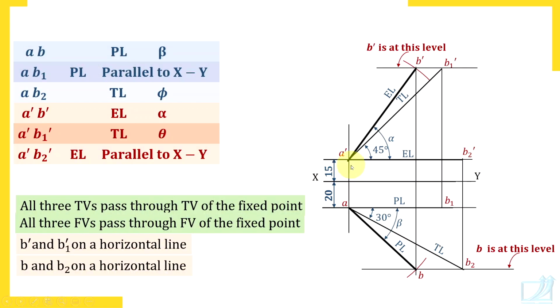Tell me, through A, when you draw a horizontal line, which is the other point on this line? B1. AB1 is always a horizontal view. AB1 is always parallel to the XY line. Check here. Here it is A. Through A, if you draw a horizontal line, on that line there should be B1, because it is mentioned here, AB1 is parallel to the XY line. Okay, so all this information, how we use it to solve problems, we'll try to understand using the same example.